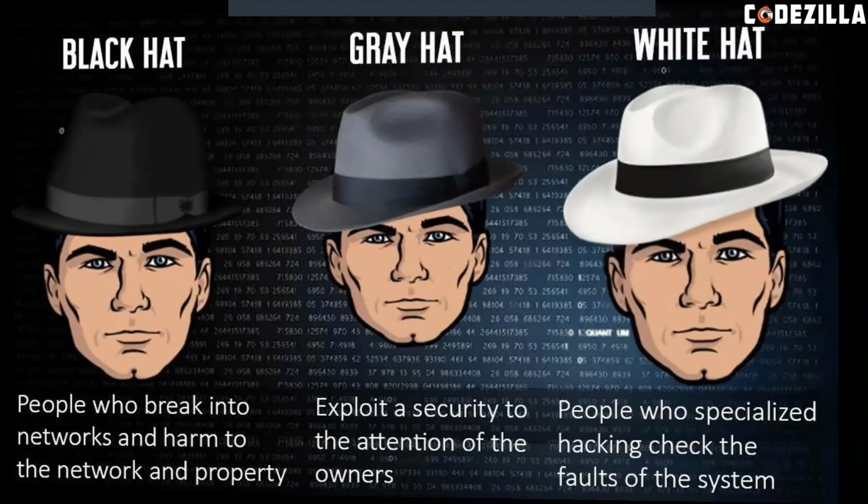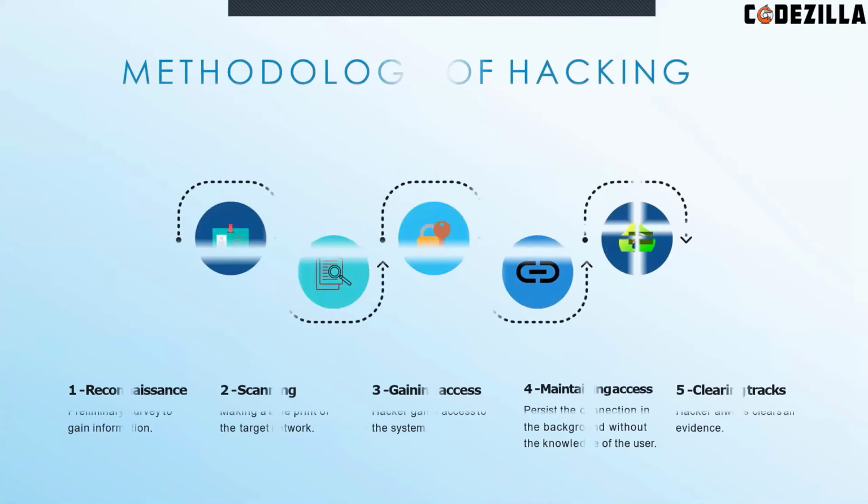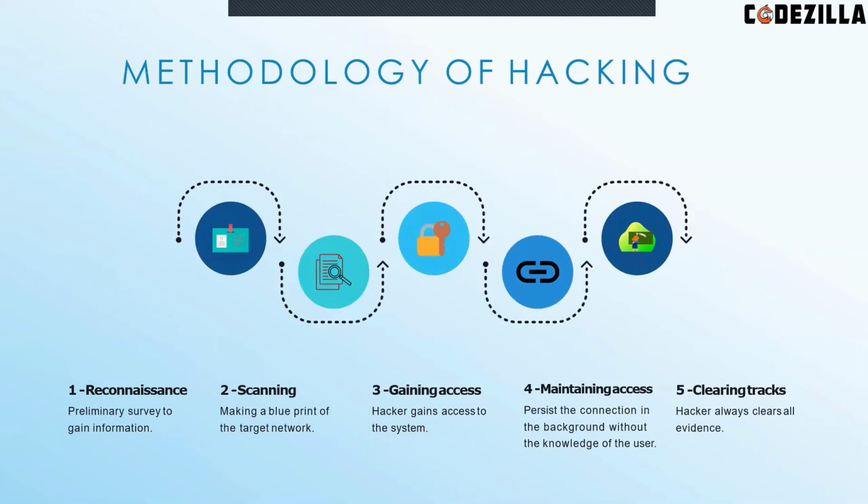So, there are mainly five steps in the hacking process: requirements, scanning, gaining access, maintaining access, and clearing tracks. Requirements. The literal meaning of the word requirements is a preliminary survey to gain information. This is also known as footprinting. This is the first and foremost stage in the methodology of hacking. It's just whatever public information you can gather, such as IP addresses, proxies, operating system information, port numbers. You can often get them on websites like Shodan.io.